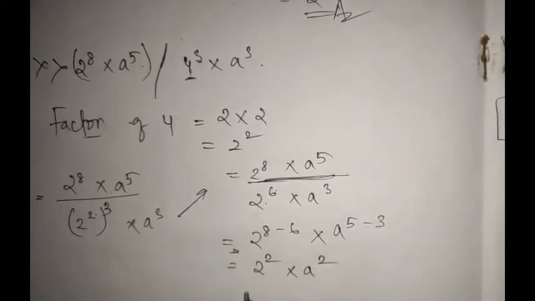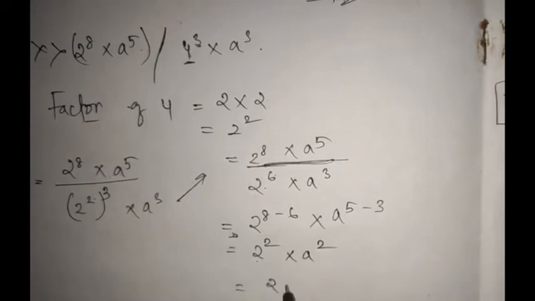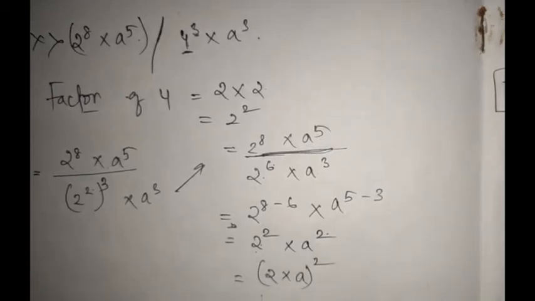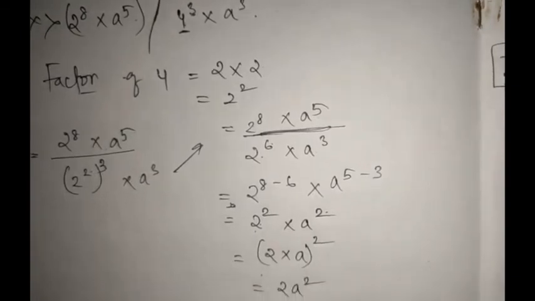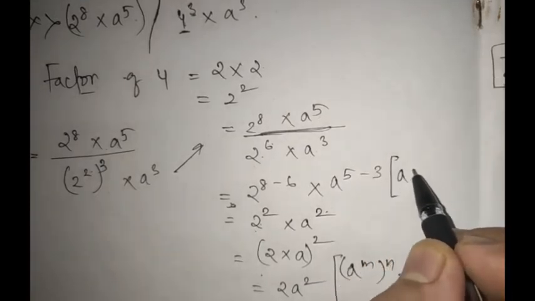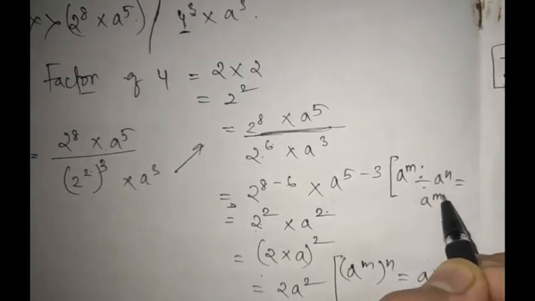If you have the same power but different base, I said yesterday that you can multiply the bases and the power will be written as a single one. So your answer is 2a square. Here (a^m)^n is equal to a^(mn), and the rule we have used here is a^m divided by a^n is equal to a^(m minus n).